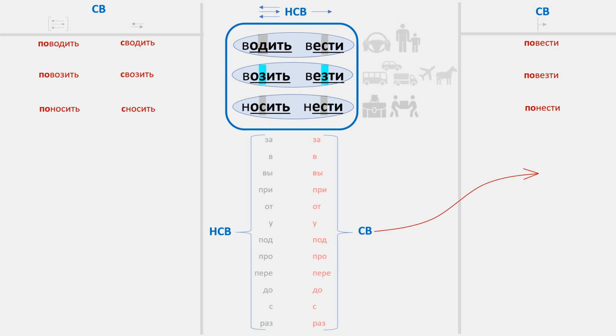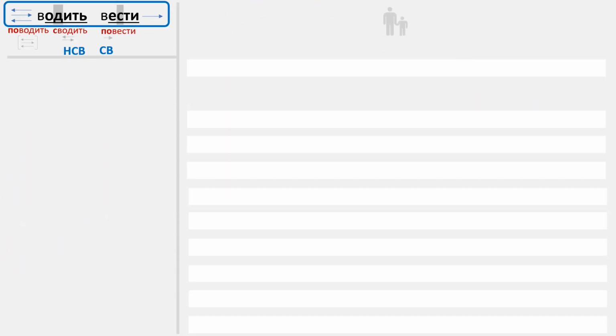Let's look at the verbs that these three verbs make with prefixes. Each one has several meanings. Mostly they say something about movement, but sometimes the meaning has nothing to do with movement. Водить, вести. To take somebody, to take a person somewhere. Водить is multidirectional. It has two perfective, two SV forms, поводить and сводить.